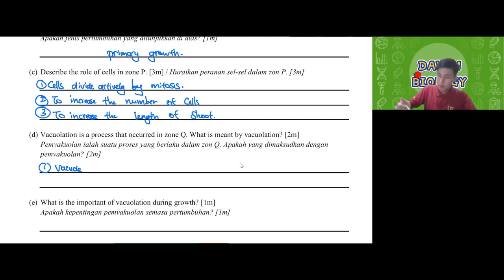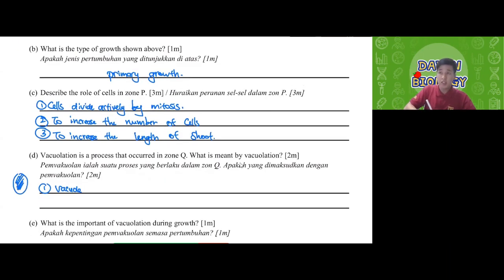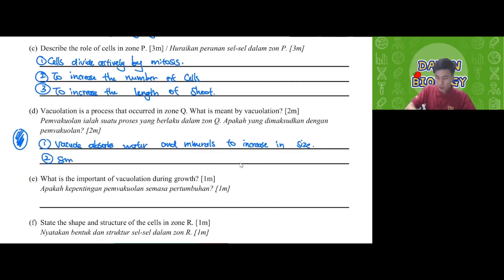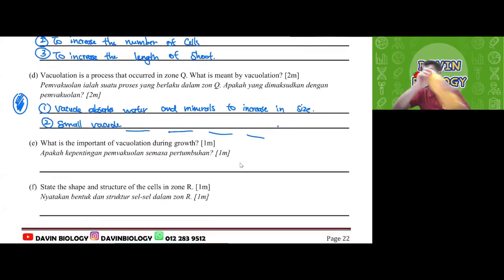So like we mentioned, vacuoles mainly store water. So you can first say the vacuole absorbs water and minerals to increase in size. So they start to become bigger and bigger, then they will merge and become big. Same as just now. The small vacuoles merge to form a large vacuole. Write it yourself, don't keep copying. Okay.